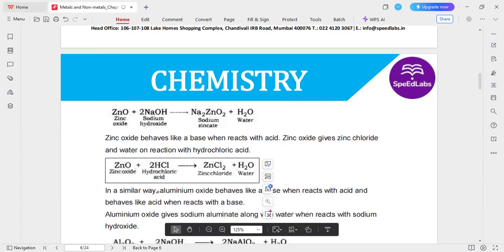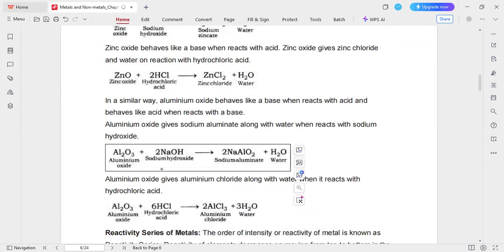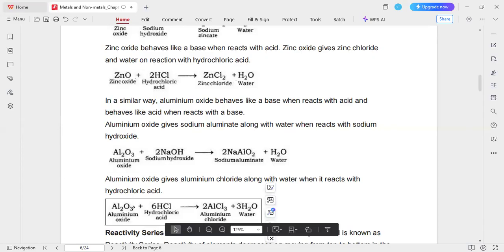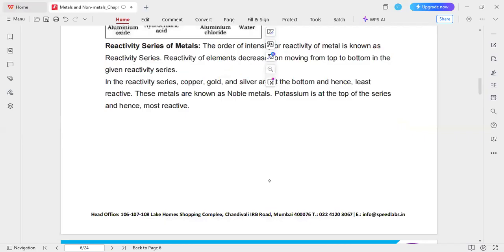Same is with aluminum also. You can see here aluminum oxide reacting with the base NaOH gives NaAlO2, sodium meta-aluminate, or aluminate, plus water. Here Al2O3 is acting as an acid. In the second equation, Al2O3 reacts with HCl, so Al2O3 is acting as a base. It will form salt plus water, AlCl3 plus H2O. Is it clear?